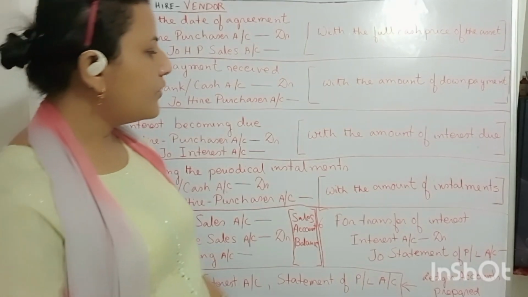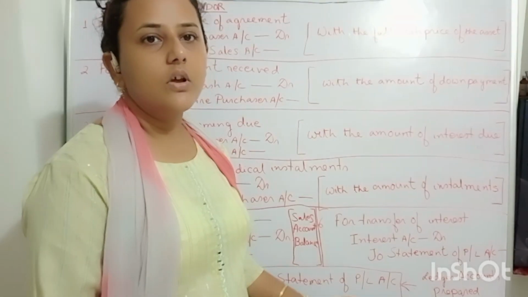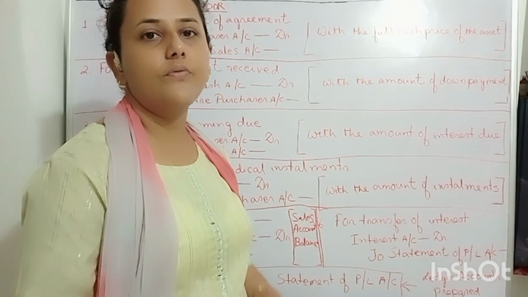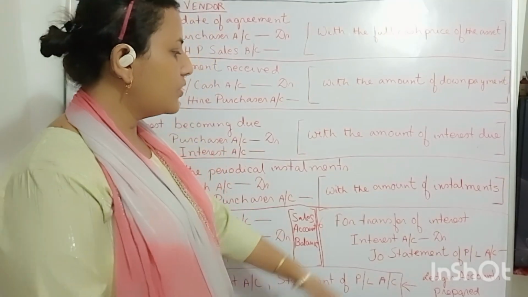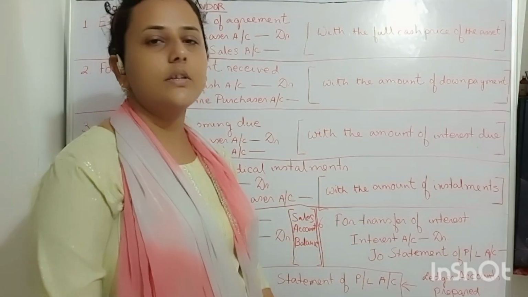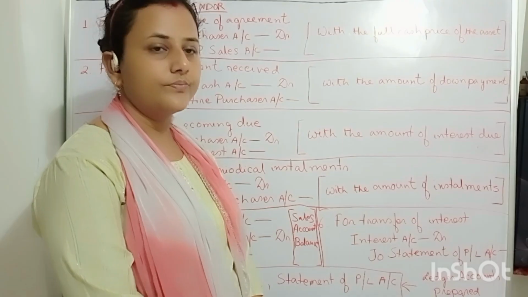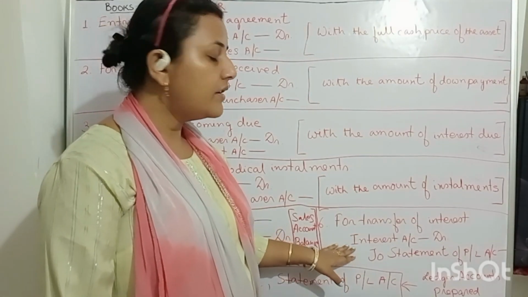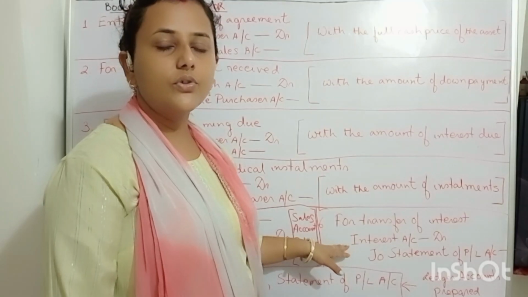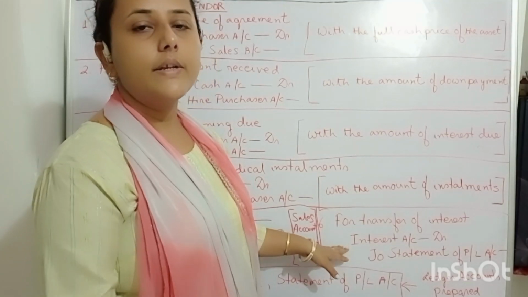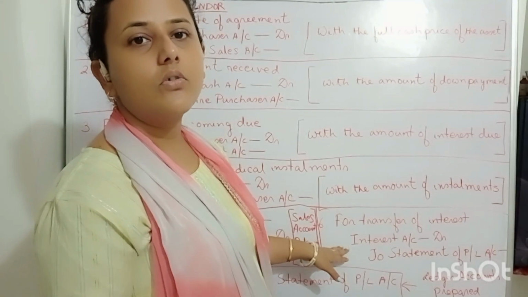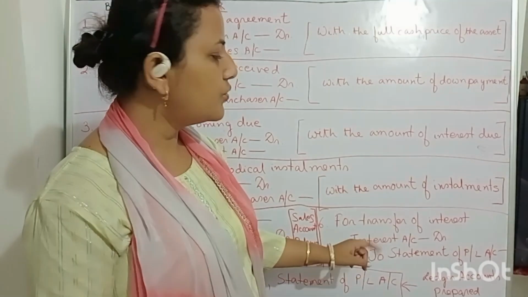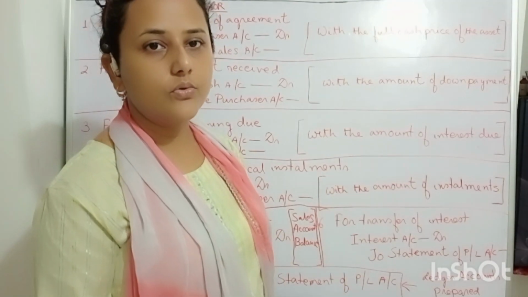Now for the transfer of interest. The amount of interest will be transferred to statement of profit and loss account. So interest account is debited to statement of profit and loss account. Here interest is an income for the hire vendor, so it should be written on the credit side of the profit and loss account. So the journal entry will be interest account debited to statement of profit and loss account.